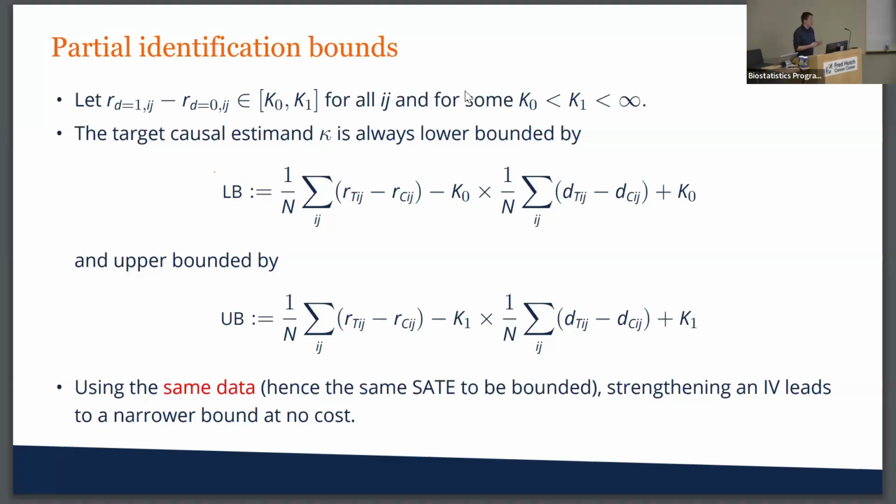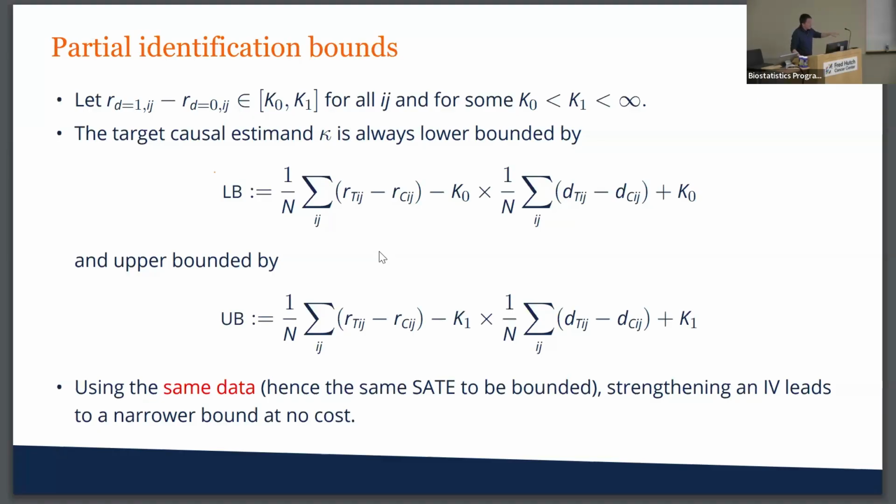It's a trivial bound, but of course you can say, I believe the treatment effect is somehow bounded between this and that. Let's say K0, K1 is a bound on the treatment effect for everyone. So we can show pretty easily that the target, the kappa, the standard average effect, is lower bounded by this LB expression here, upper bounded by this UB expression here.